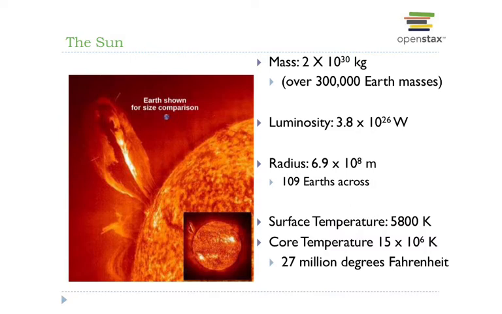So look at the difference in the core, right? We're talking about millions of degrees versus the surface temperature, which is only close to 6,000 degrees. So very, very different temperatures there. And then, of course, luminosity measured in watts. And then mass: over 300,000 Earth masses would be equivalent to that of the sun.